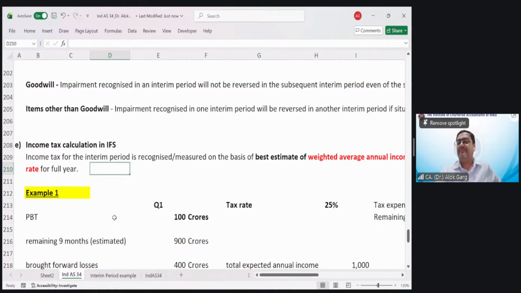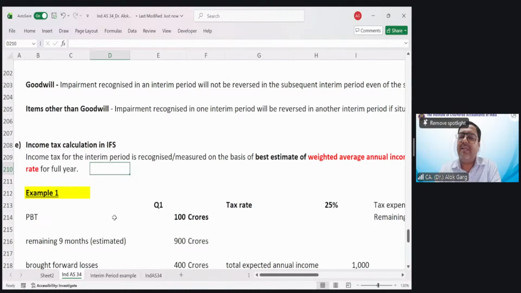Tell me. Manoj and Manish are saying you will not create. Why? Because probably you are saying that my brought forward loss is 100 crore and my profit is 100 crore for the quarter, so this will be offset and my tax liability is 0. This is what you are saying, right? Okay, everyone is saying yes. Manish is also saying yes.